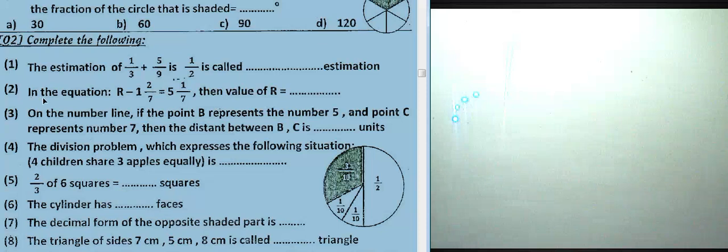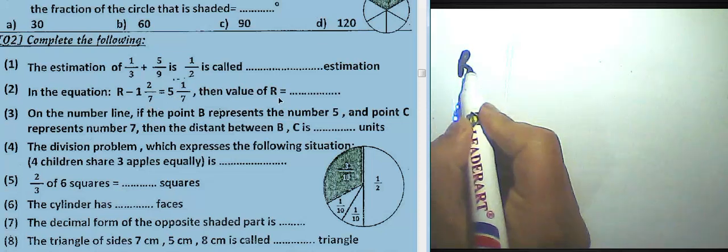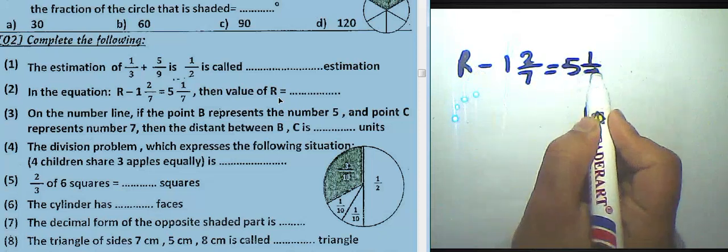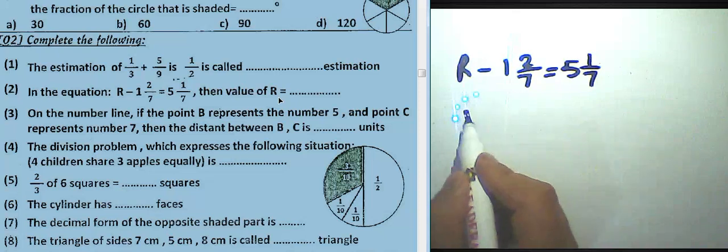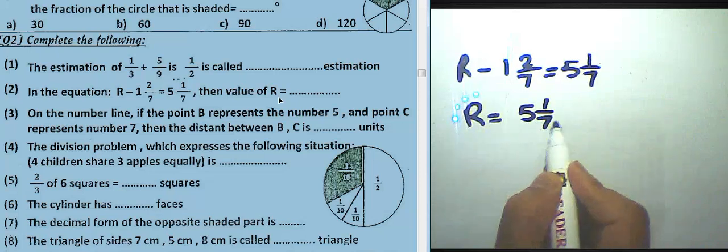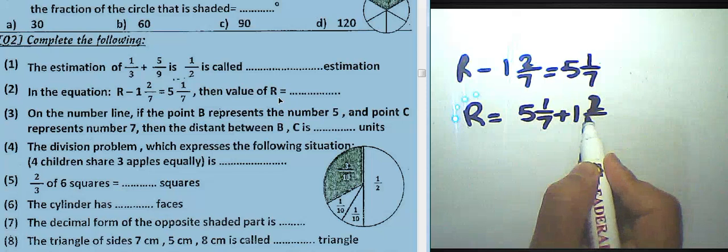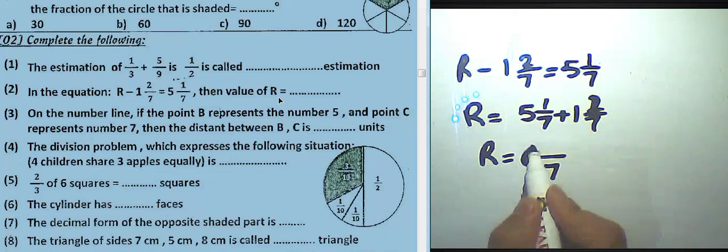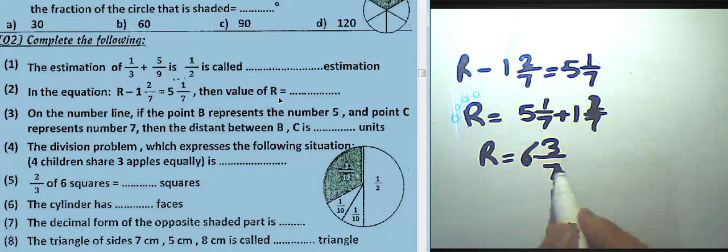Another example here, question number 2: the equation r subtract 1 and 2 over 7 equals 5 and 1 over 7, the value of r equals. R subtract 1 and 2 over 7 is 5 and 1 over 7. Then r will be 5 and 1 over 7 plus 1 and 2 over 7. We can add them, right? 5 plus 1 equals 6 and 1 plus 2 equals 3. The result will be 6 and 3 over 7. It's the value of unknown r here.